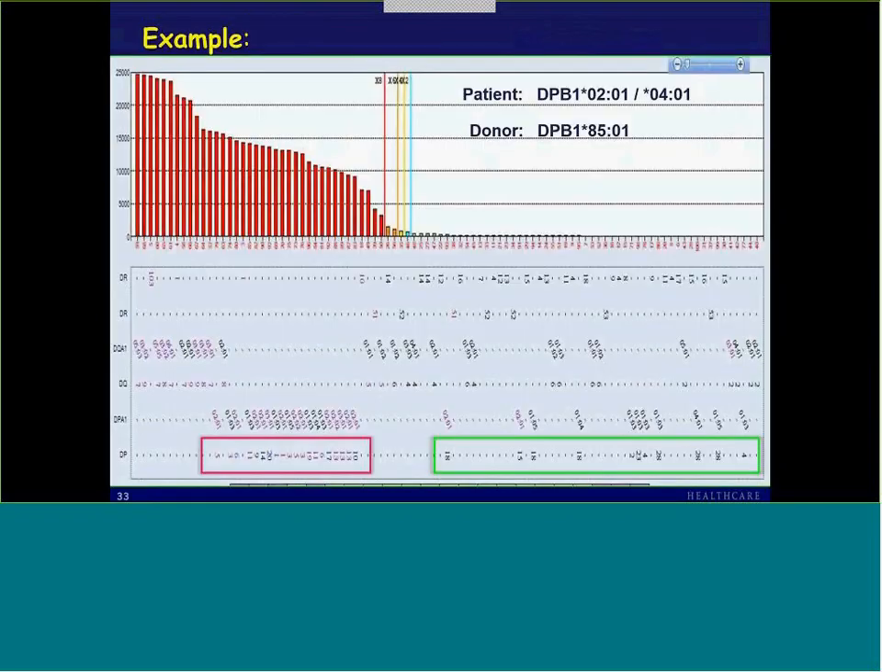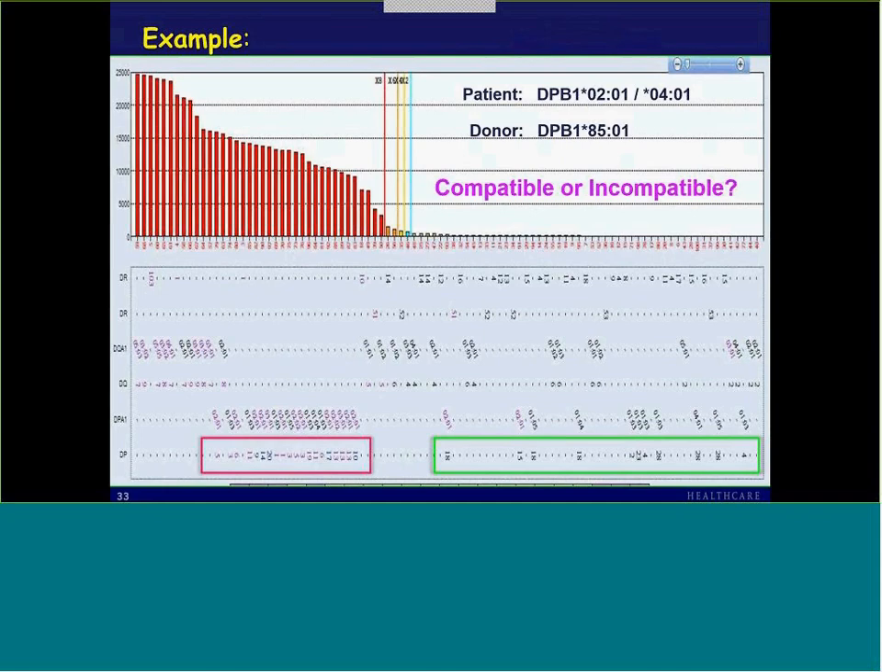So let's take a look at a given example. Here we have a patient who types as 0201, 0401, and the donor, I'm going to throw a little bit of a curveball in here, is an 8501, where we know we don't have a bead. If we take a look at the reactivity patterns of this patient's serum pre-transplant, we see outlined in the red rectangle all the positive DP beads. And on the right side, outlined in green, are all the DP negative beads.